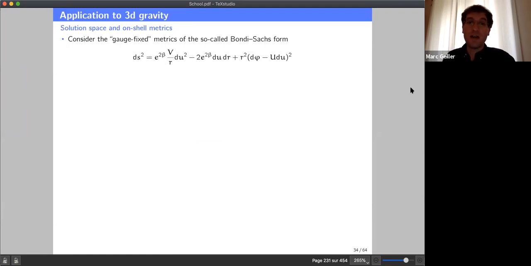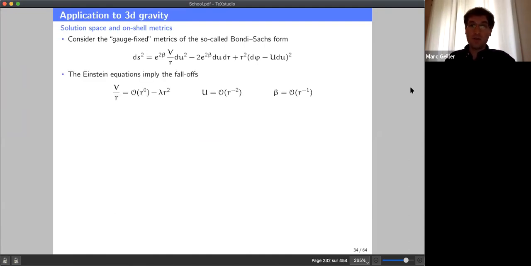Now we have to specify what V, beta, and U can be. This is precisely specified for us by looking at Einstein equations. If you go ahead and try to solve them, they tell you what the fall-offs of these fields should be like. Essentially, they tell you that V over r can be of order 0 in r, minus lambda, the cosmological constant, times r squared. U can be of order r^-2, and beta can be of order r^-1.